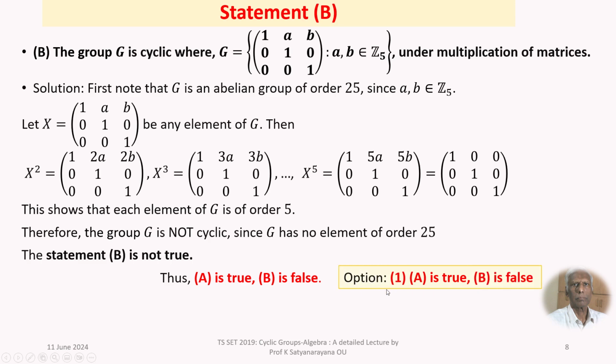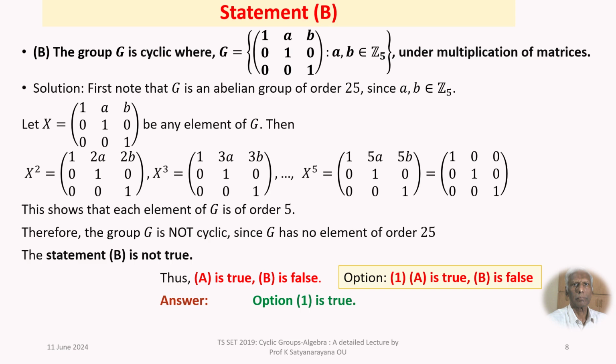And let's look at our options. Option 1 says statement A is true, statement B is false. Therefore, the answer to this question is option 1. That is the detailed discussion of the given problem, example 1, that we have prepared for you.